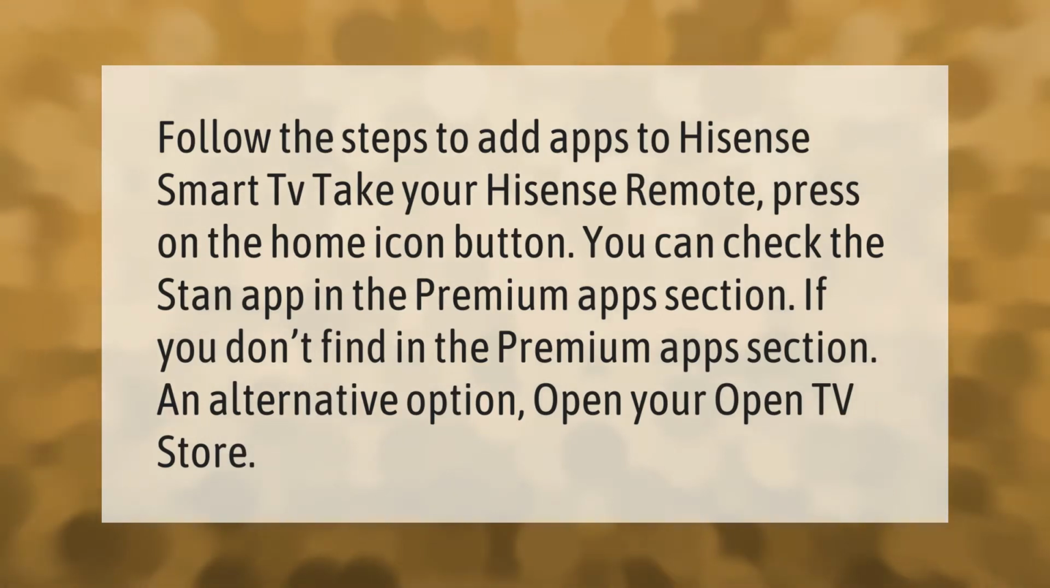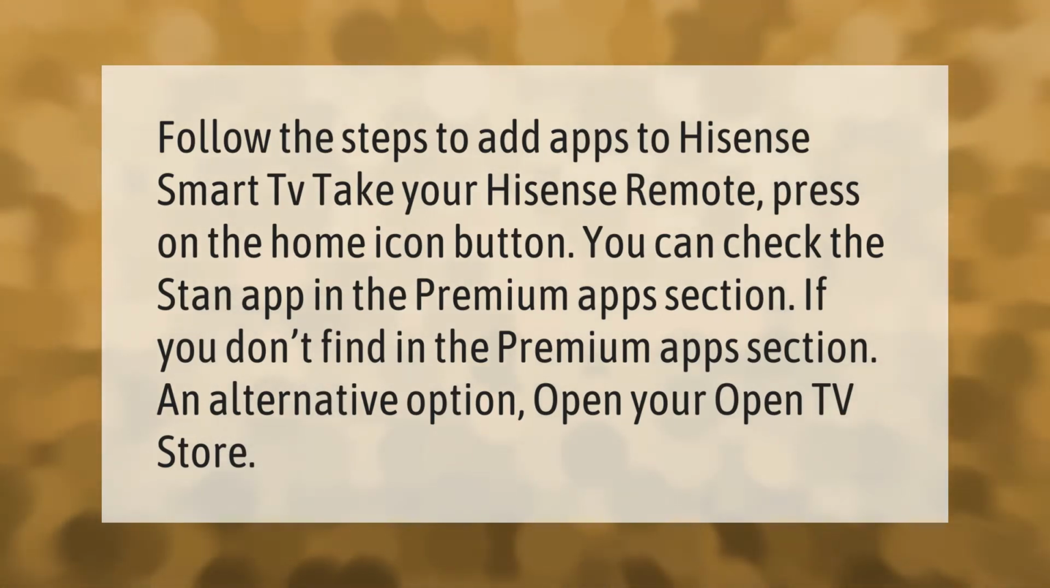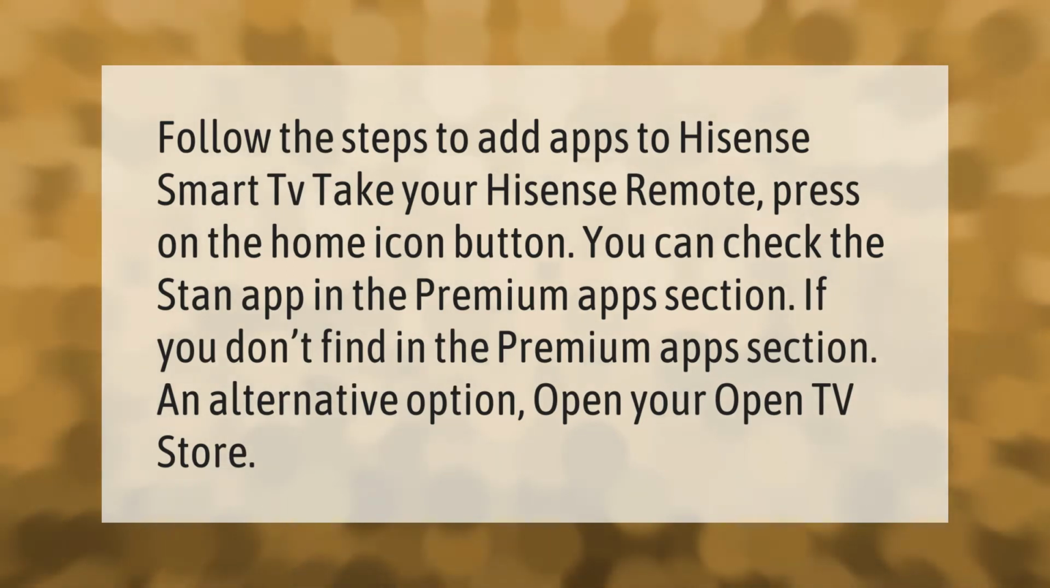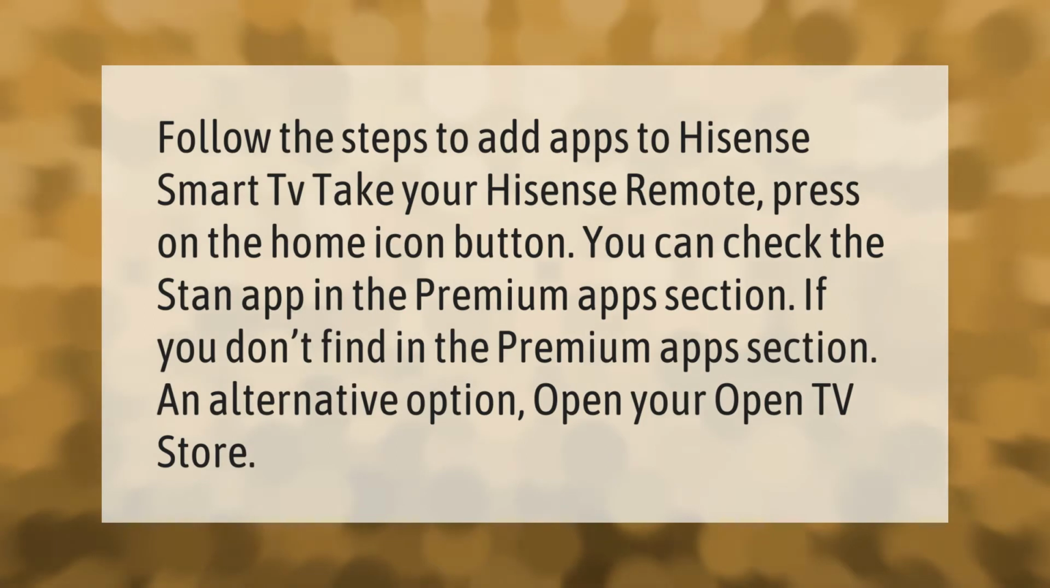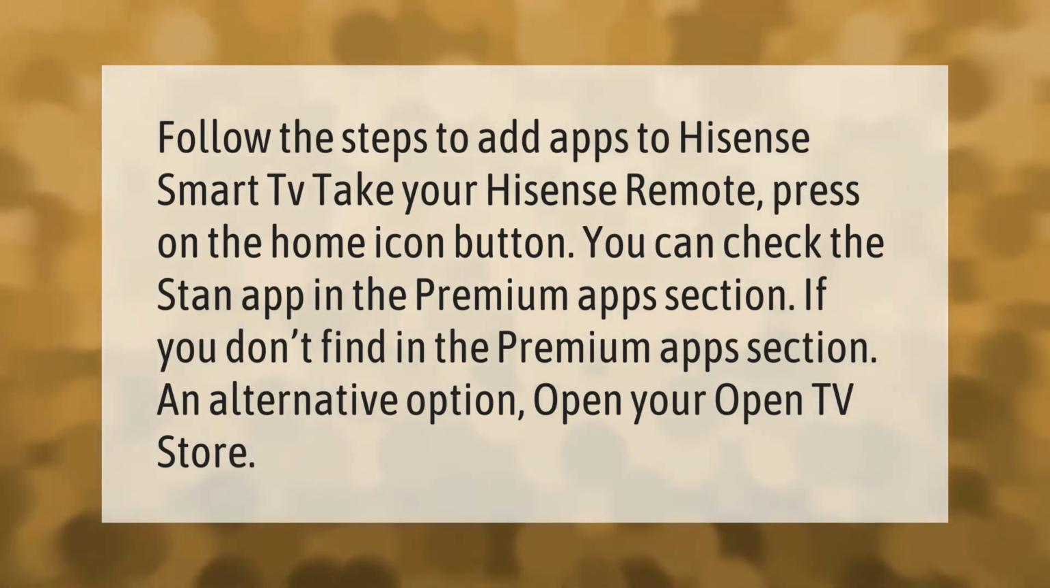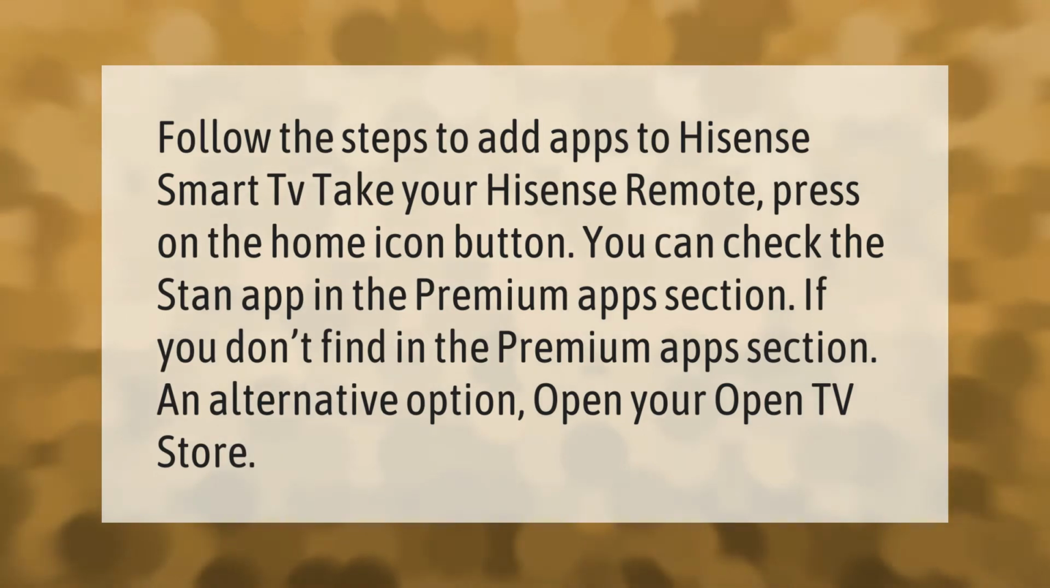Follow the steps to add apps to Hisense Smart TV. Take your Hisense remote, press on the home icon button. You can check the Stan app in the Premium Apps section. If you don't find it in the Premium Apps section, an alternative option is to open your Open TV store.